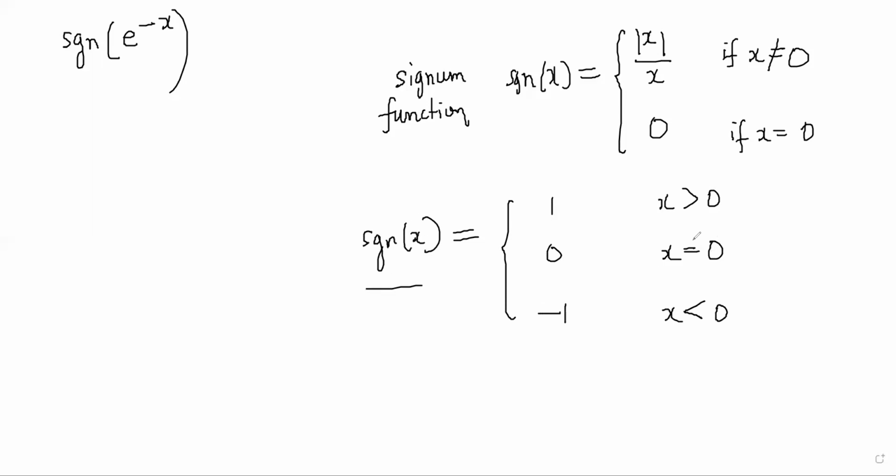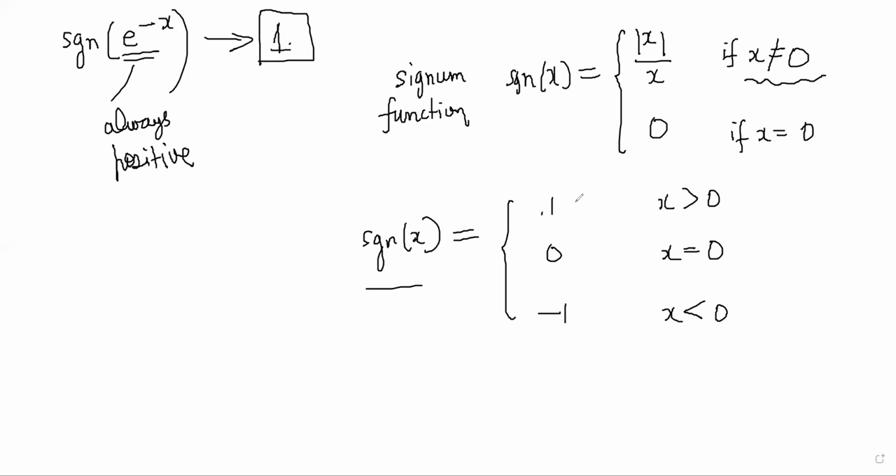This definition will split into two parts, that will be plus x or minus x by x, so it will be plus 1 or minus 1. Okay, so that is your signum function. In this case, e power minus x is always positive and never 0. So Sgn of e power minus x will be 1 only. That is just simply the constant function 1.